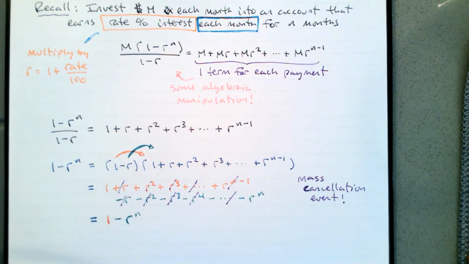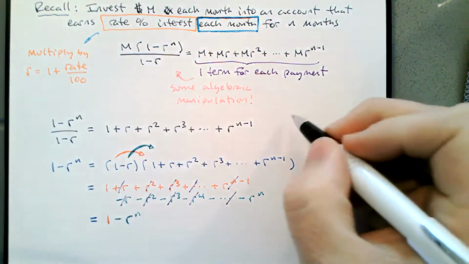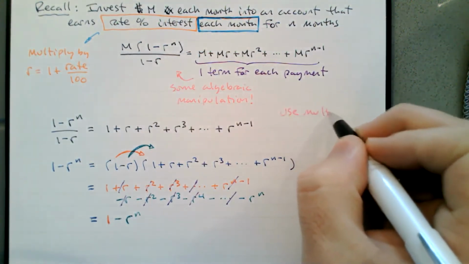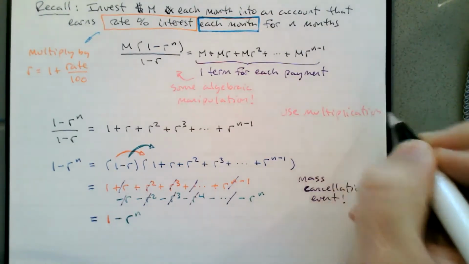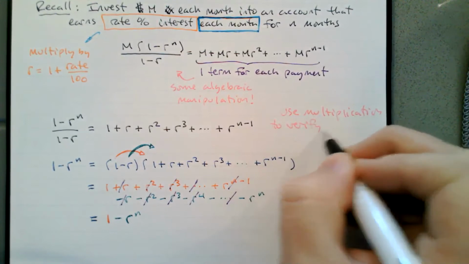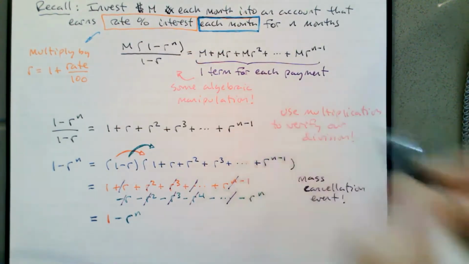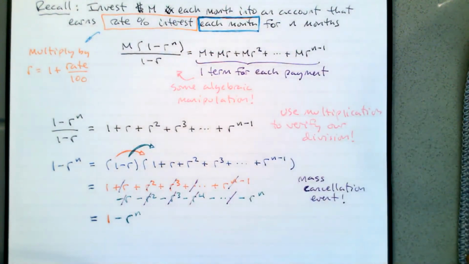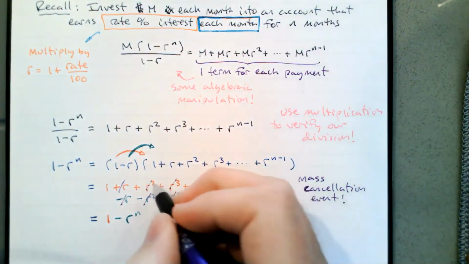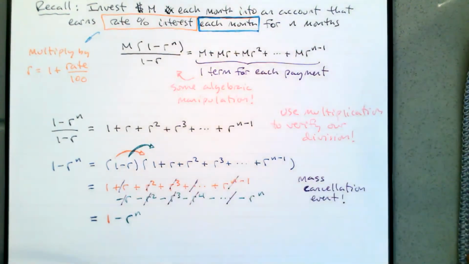So we're just using multiplication to verify that this division is correct. We use multiplication to verify our division. Because yesterday, things were very manipulative. I said, let's suppose that we know what the sum is, and then we did some stuff to it. We did a little bit of algebra on it. But this same mass cancellation event happened.